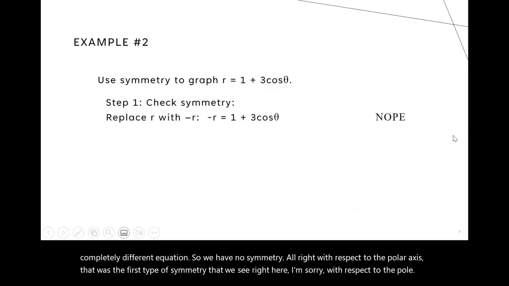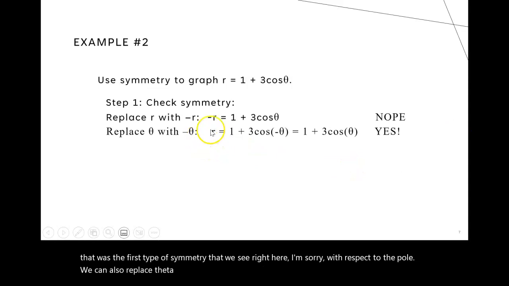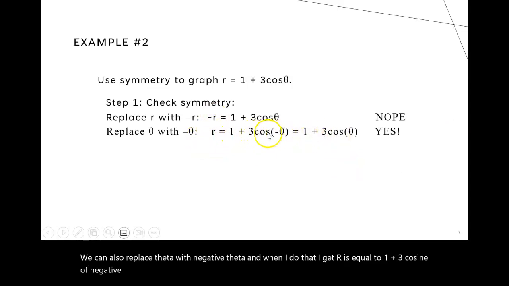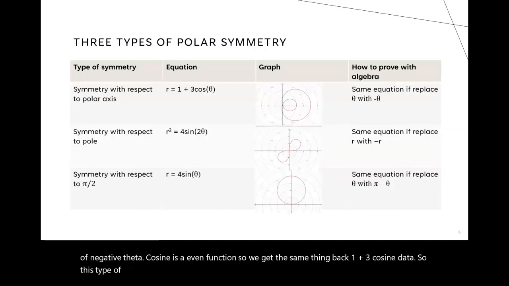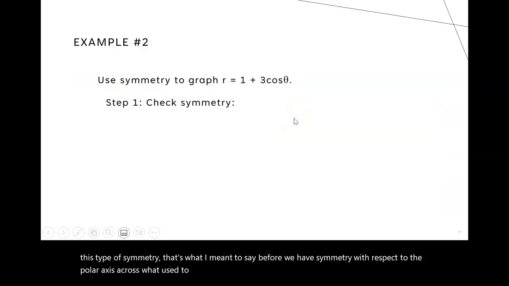We can also replace theta with negative theta. When I do that, I get r is equal to 1 plus 3 cosine of negative theta. Cosine is an even function, so we get the same thing back, 1 plus 3 cosine theta. So this type of symmetry works. We have symmetry with respect to the polar axis, across what used to be the x-axis.